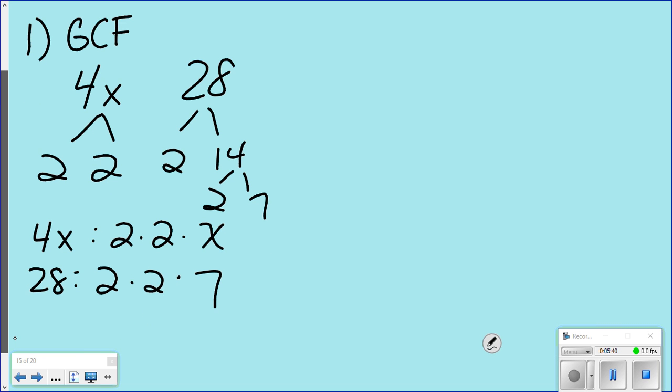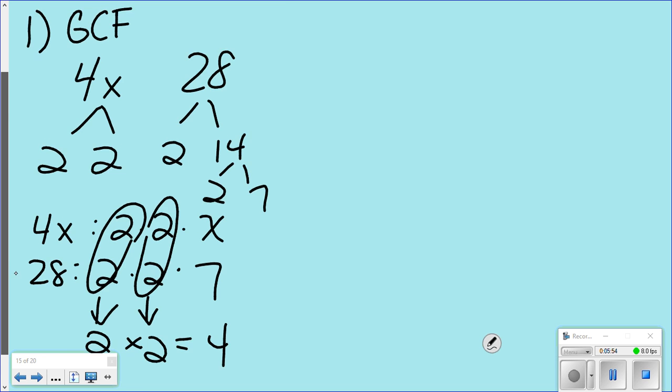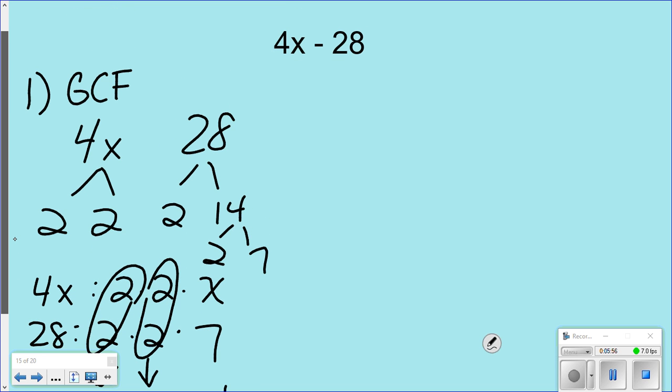Okay, so I know they share groups of twos. 2, 2. So GCF would be 4. Yeah. Now, some people say, well, there's a 4 in the problem, the GCF is always going to be in the problem. That's not true. The GCF is not always going to be in the problem. It just has been the last 2. It was 3, 4, now it's 4. It's not always going to be like that.